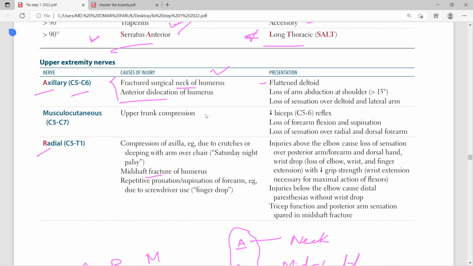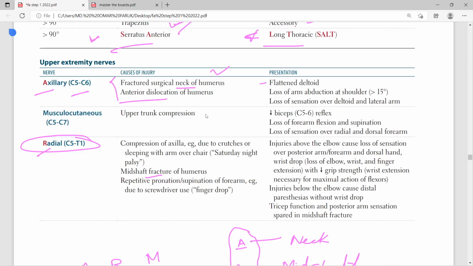On presentation, if you feel the deltoid, there are ups and downs; the deltoid muscle is not flat. If there is a flattened deltoid, loss of arm abduction at the shoulder, and loss of sensation over the deltoid and the lateral arm, then you can easily think that the injury might be in the axillary nerve.